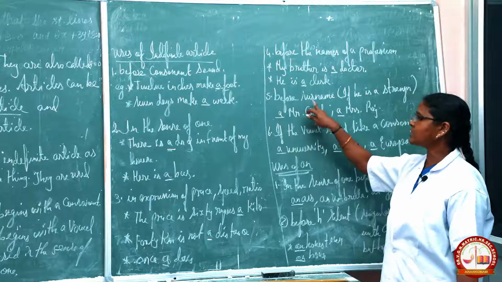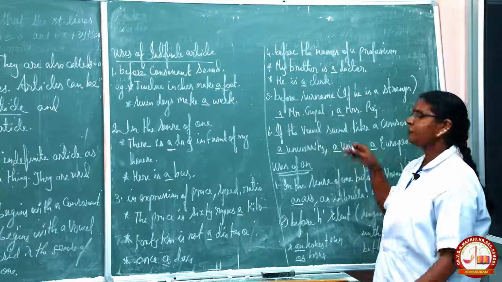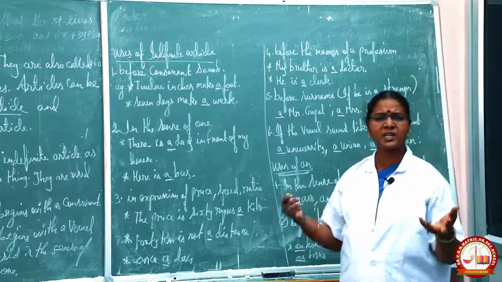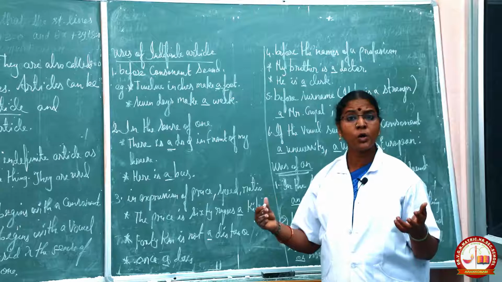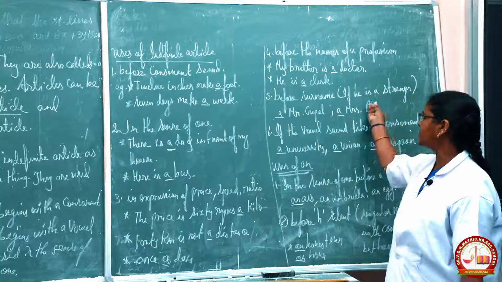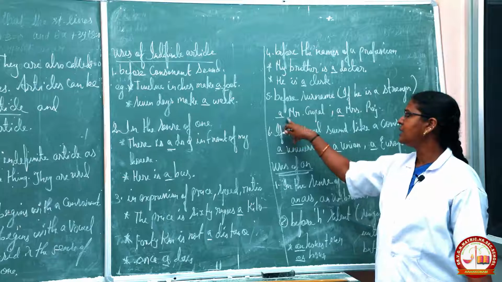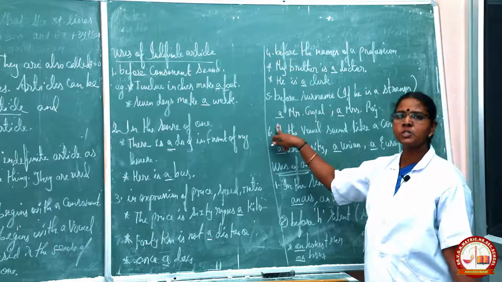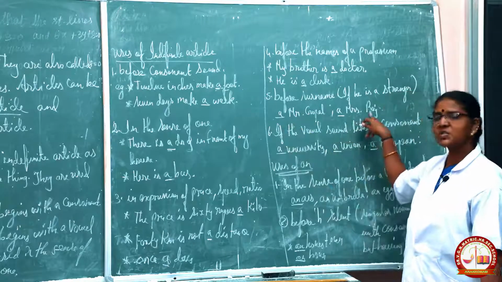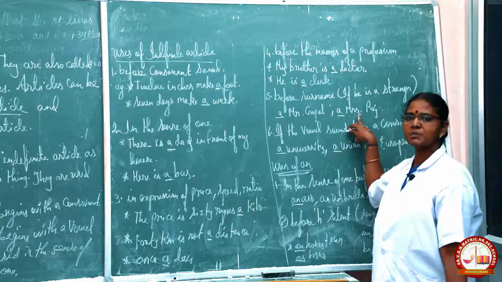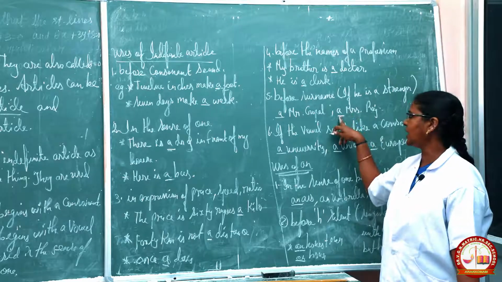Next rule, before a surname. This is when he is a stranger. What is the meaning of stranger? Stranger means an unknown person. For example, a Mr. Gopal. So here, before the surname, you can use a, like that. A Mrs. Raj. This is also a surname. So before the surname you can use a.